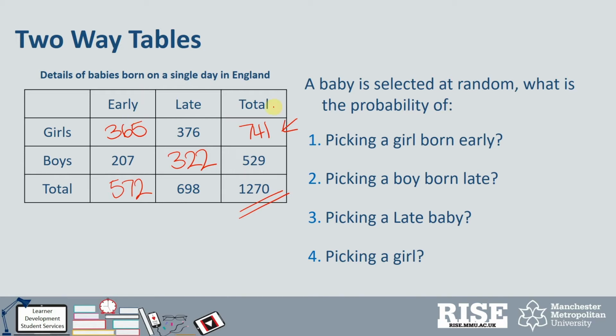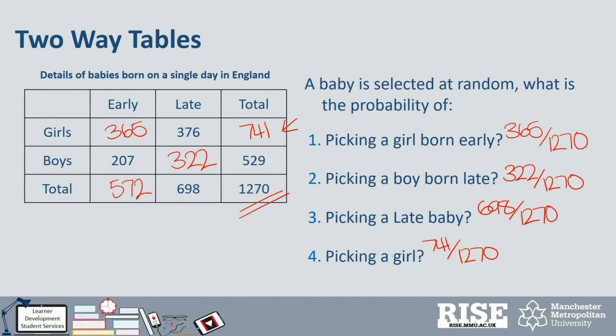I want to know picking a girl that's born early. So a girl that's born early is 365 out of 1,270. What about a boy that's born late? 322 out of 1,270. What about picking a late baby? There were 698 late babies out of 1,270. And what about picking a girl? There were 741 girls out of 1,270.